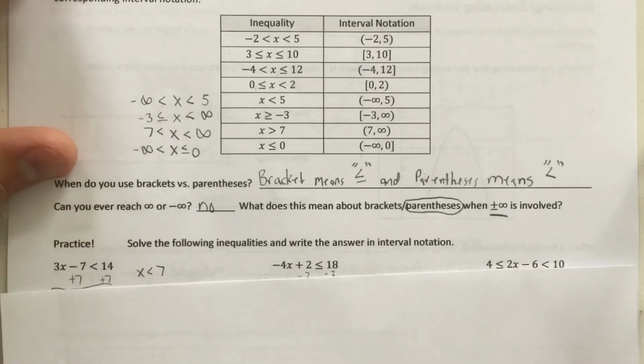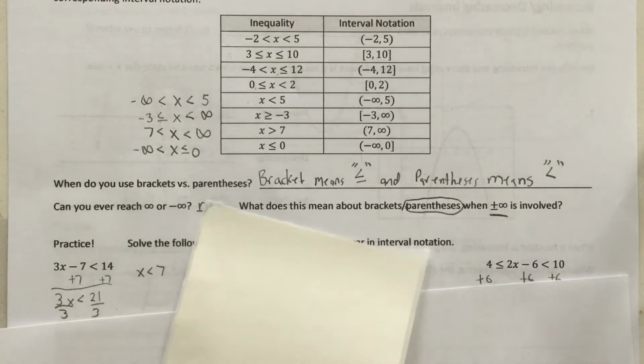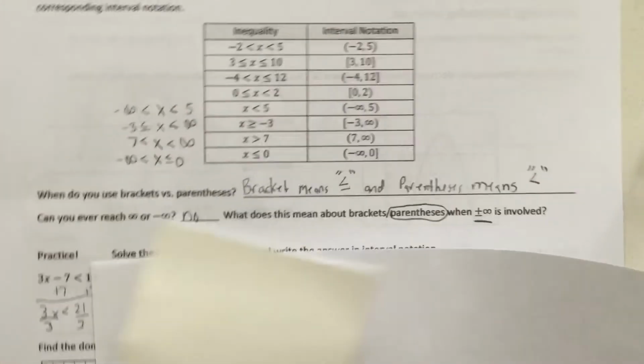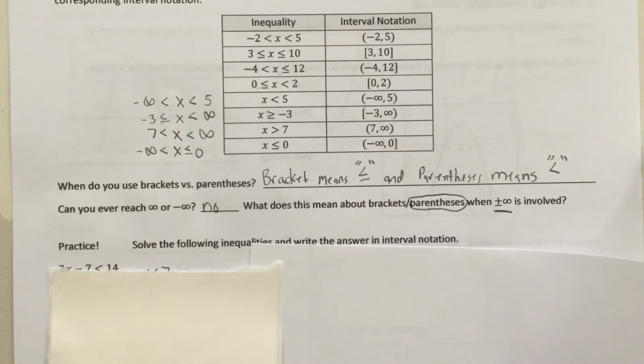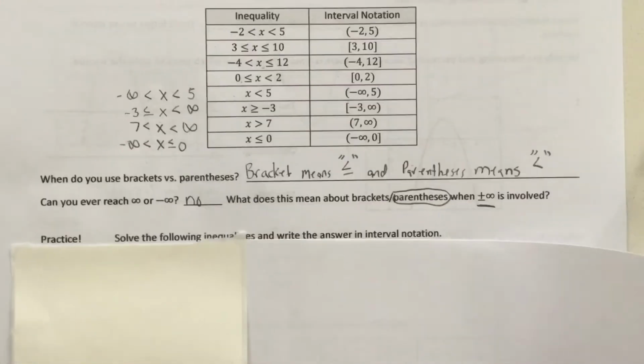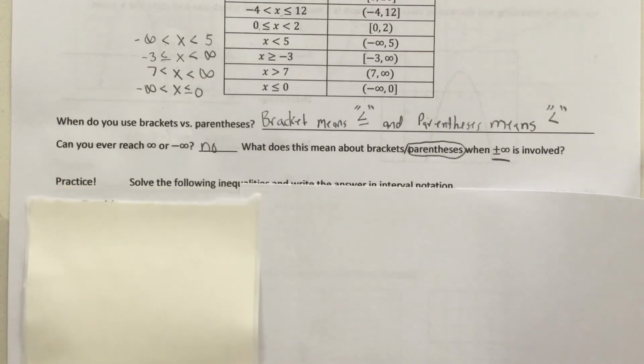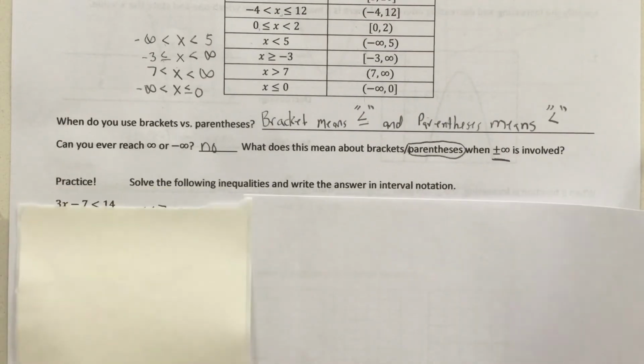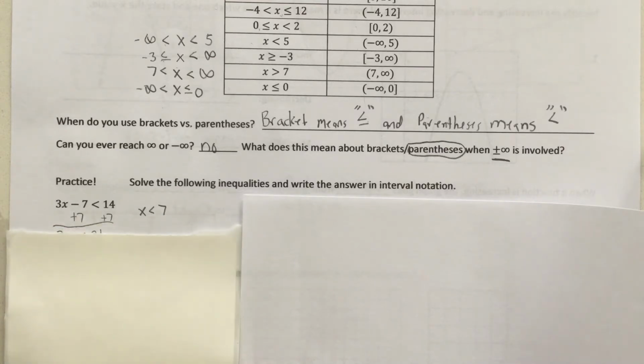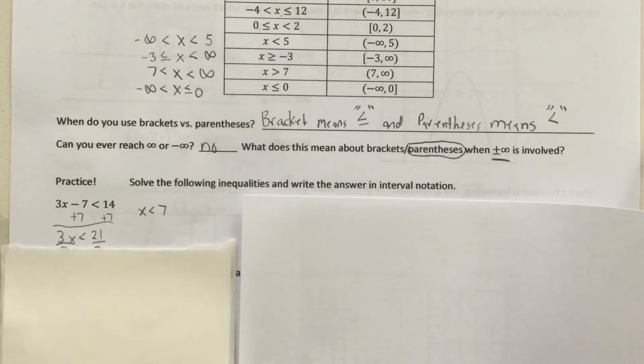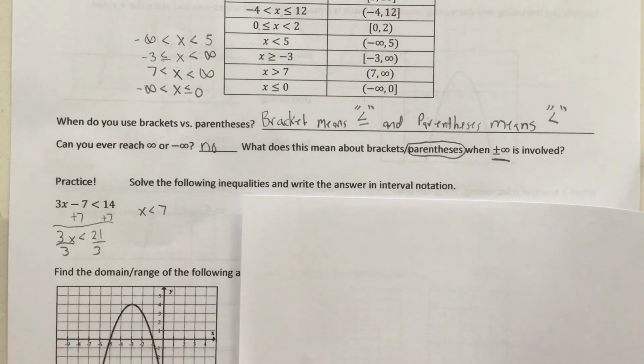All right, here's a little bit of practice we have going on. So these are just regular inequalities from Algebra 1, but we're going to see how this relates to interval notation. So if we looked at the inequality 3x minus 7 is less than 14, we're solving for x, so we'd add 7, which is getting 3x is less than 21, divide that by 3, and we will get x is less than 7.